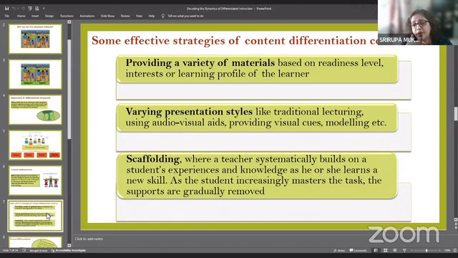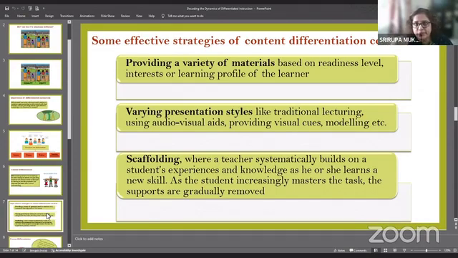Second is varying presentation styles. Now, of course, we know that different children learn differently. So the same method might not be effective for each and every one of them. So once again, if we think that as a teacher, every day I'll walk into the class, give a 30 minute lecture and just walk out, it's not going to work.